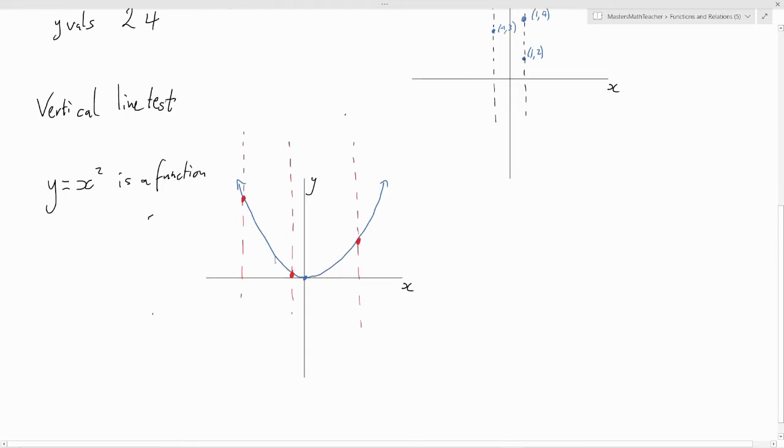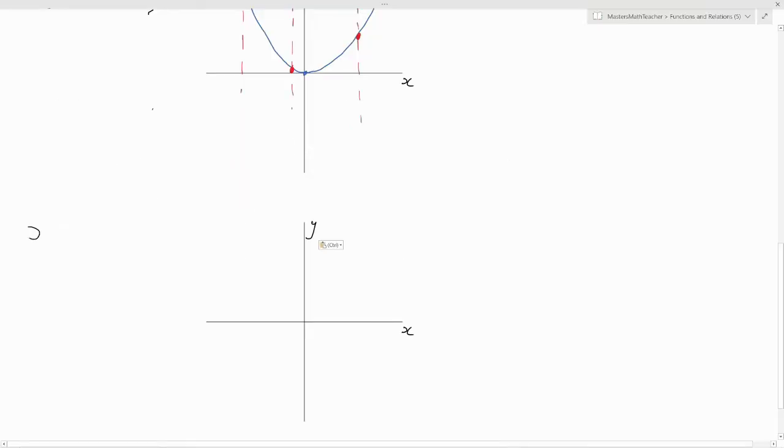Okay, let's try a different one. Let's try the graph x squared plus y squared equals 16. So if you recall, this is a circle with radius 4. The center is 0. So this circle looks like this.